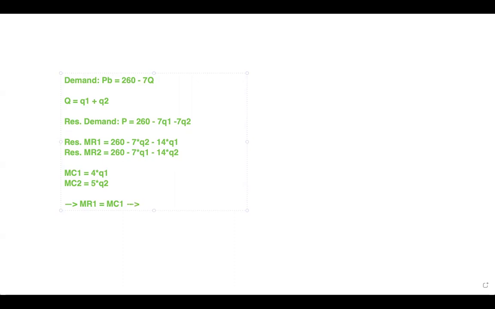And then we'll end up getting an output that looks like this. We're going to have Q1 equal to some function of the output choice of firm two. Okay. And we're going to be calling this, and there are a couple of different names again.